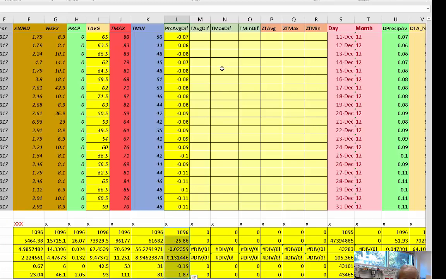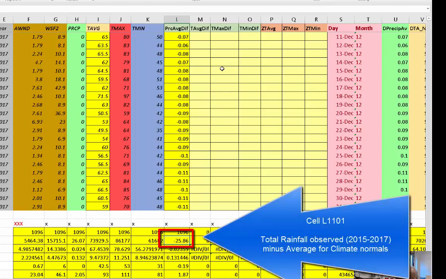And you'll notice that this block of data that had previously looked like the blocks of data to the immediate right now has values, and you can see there that in cell L1101, that's highlighted, over the 3-year period of study there is a significant number of inches of rain below what we would expect based on the 30-year normals.